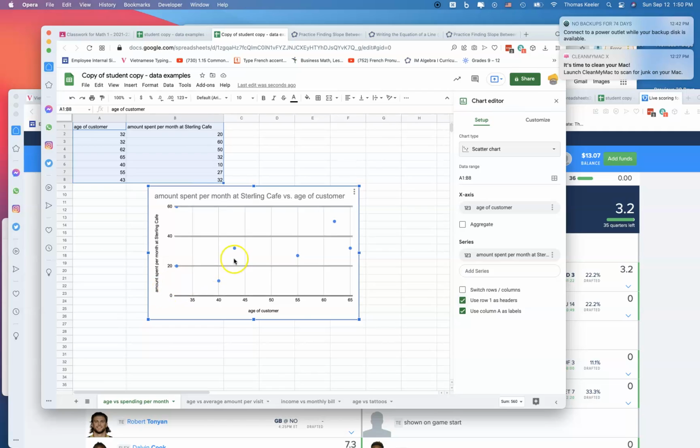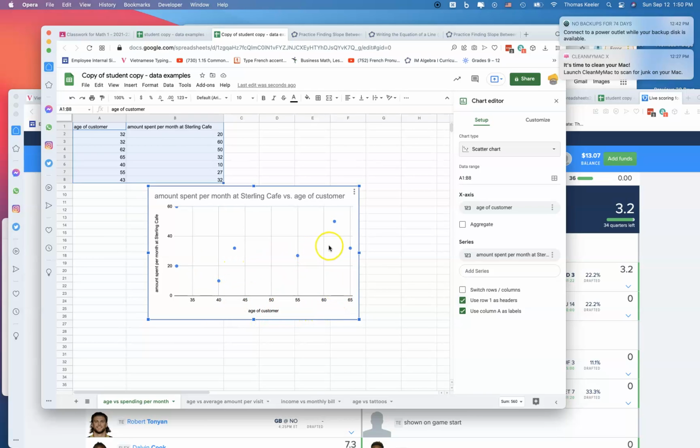So obviously it's not in a line, so as you get each year older you don't spend a little bit more. And we do have this very young person, so you have this outlier here, a young person who is spending a lot of money, it looks like. So someone spending 60, a 32-year-old, is spending the most money.